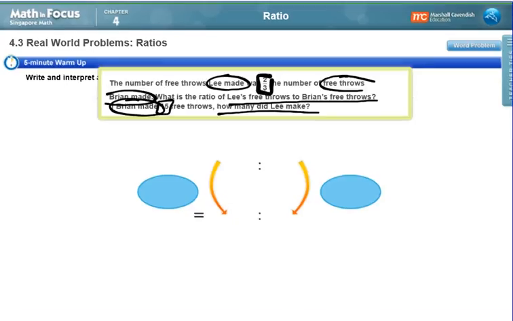And your cubes might look slightly different than mine, but I'm identifying that 2/3 is a number, and we're comparing what Lee makes to the number of free throws that Brian made. And the important thing to notice here is that Brian made more. Really important here. So the first question is, what is the ratio of Lee's free throws? So Lee to Brian.